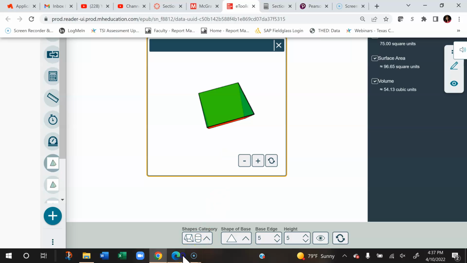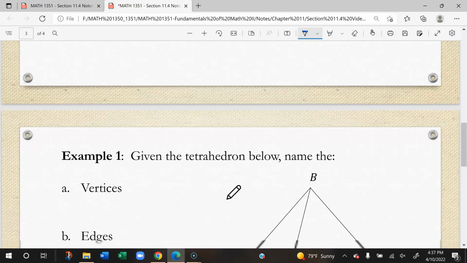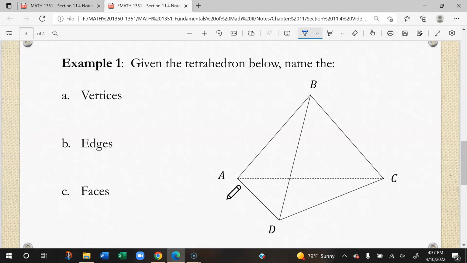Now, let's look at this tetrahedron here. We want to name the vertices. Well, the vertices are going to be these points right here. All of these are vertices. So we have the points A, B, C, and D. All of those are vertices.